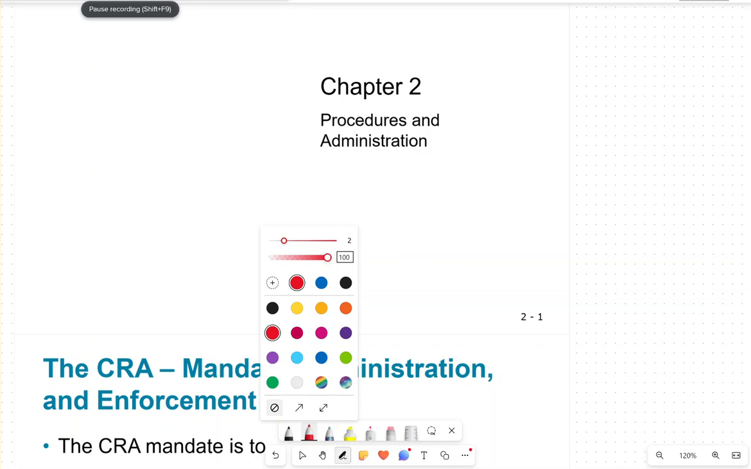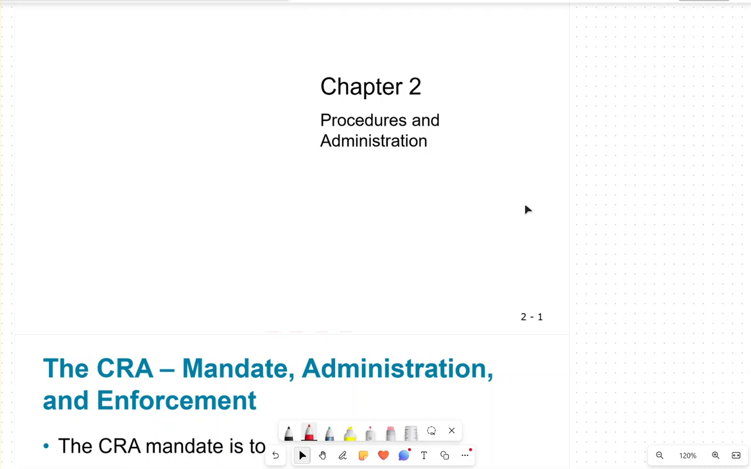Today's recording is Income Tax Chapter 2, and today we are going to be talking about procedures and administration. That's what we're going to be talking about.